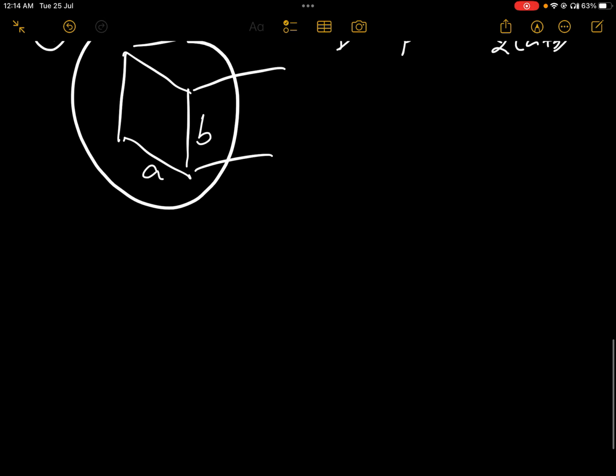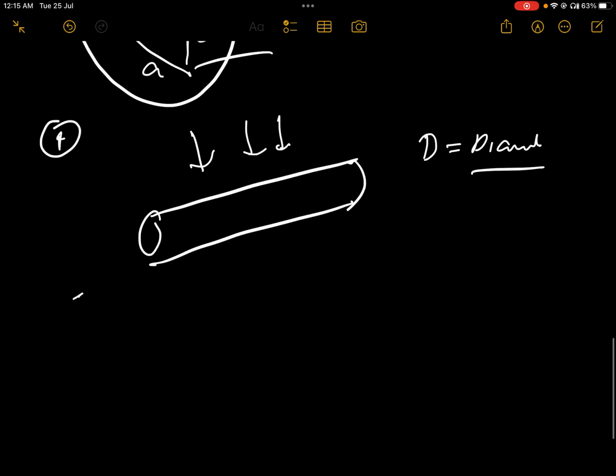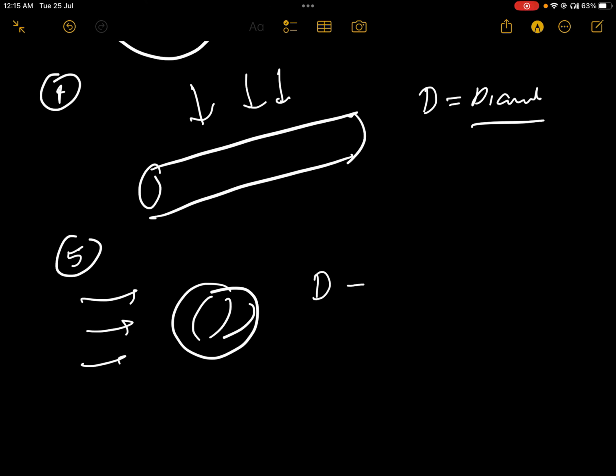And for the case of flow across a cylinder, let's say we have a cylinder like this and flow is passing over it. What is the characteristic dimension? The characteristic dimension D will again be the diameter of the cylinder. And if there is a flow over a sphere, then the characteristic dimension will again be the diameter of the sphere.